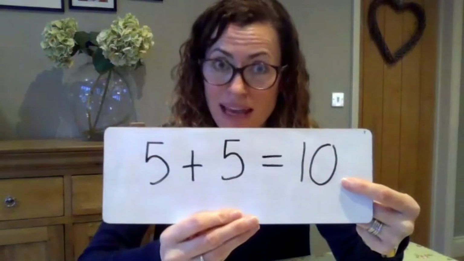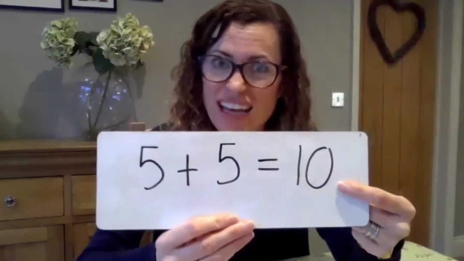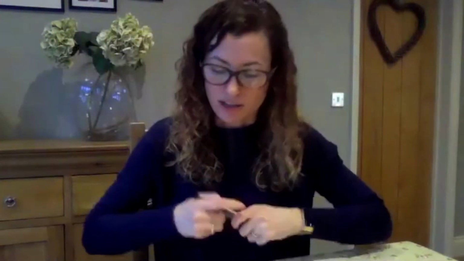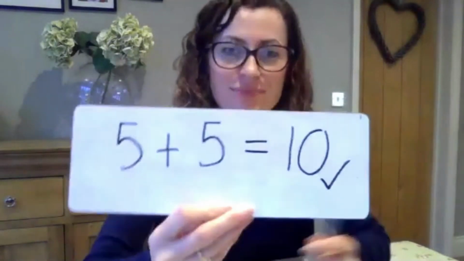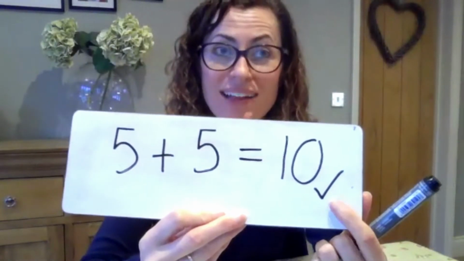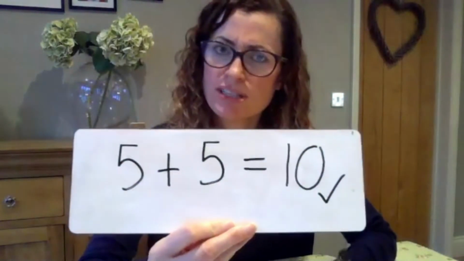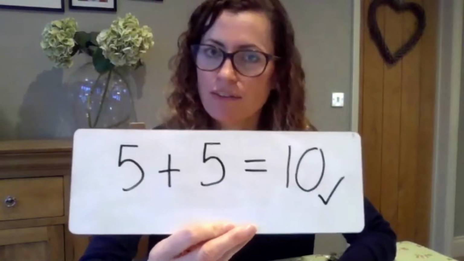Did you get the same as me? Well done. Give yourself a tick. I know you love to tick your work. Do a tick, like this. Then you're like a teacher. Can you put a tick on? Well done. Oh, that's a number bond to 10. 5 add 5 equals 10.